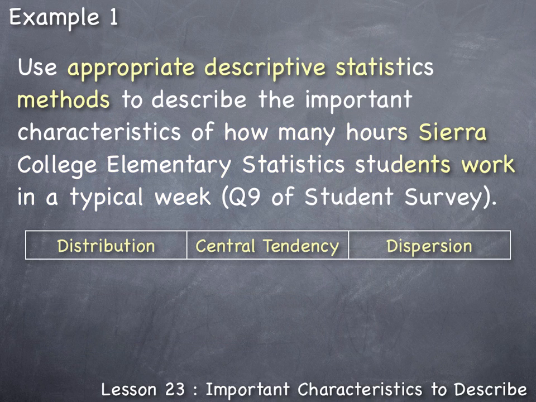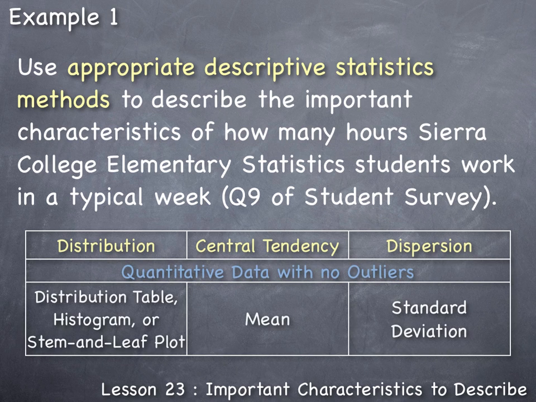So the appropriate descriptive statistics methods to use when we have quantitative data with no outliers would be the mean to measure central tendency and the standard deviation to measure dispersion. The distribution can be displayed by producing any appropriate graphical method such as a distribution table, histogram, or stem and leaf plot.